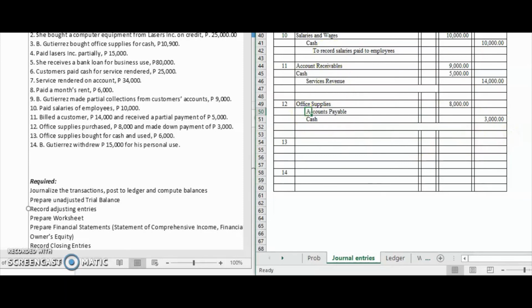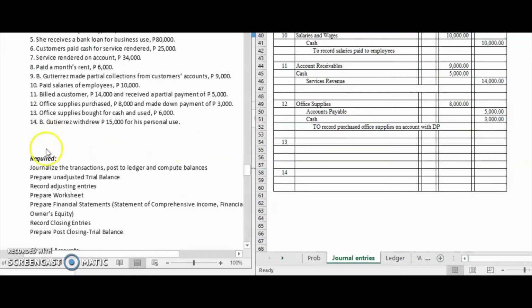Next, may naiwang kang utang worth 5,000. Ang accounts payable, ang normal balance po niya, it is a liability, okay? Ang normal balance niya is credit. Since nadagdagan na naman yung utang mo ng 5,000, you credit it. Ay pag nabawasan, saka mo lang siya i-debit. Then you put the description here: to record purchase office supplies on account with down payment. That is for number 12 transaction.